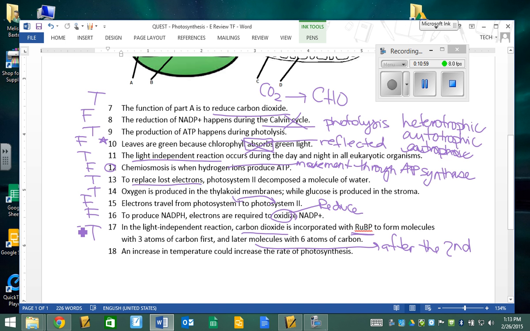And then finally, an increase in temperature could increase the rate of photosynthesis. That's true. The curve looks like that for temperature. Increasing the temperature will help photosynthesis to a point. Increasing it too high will cause the rate to decrease because enzymes will be denatured. But since I used the word could and not will always 100% of the time, that makes this statement true.